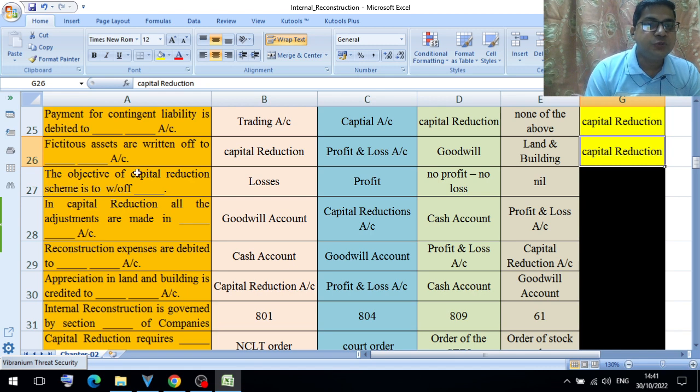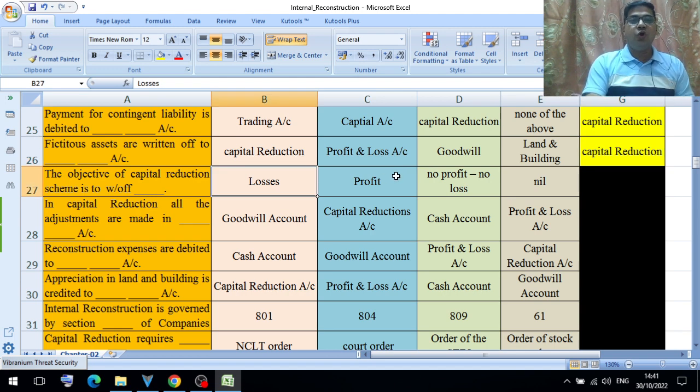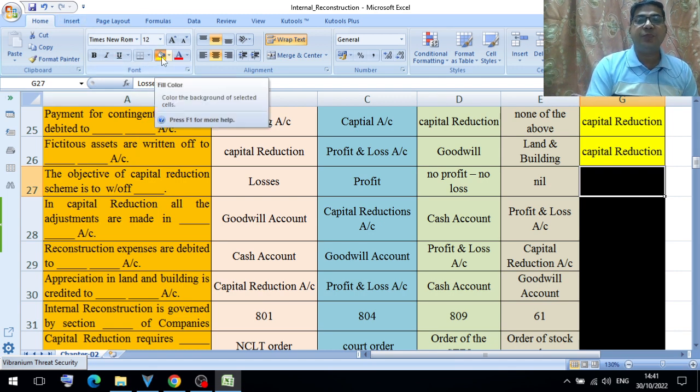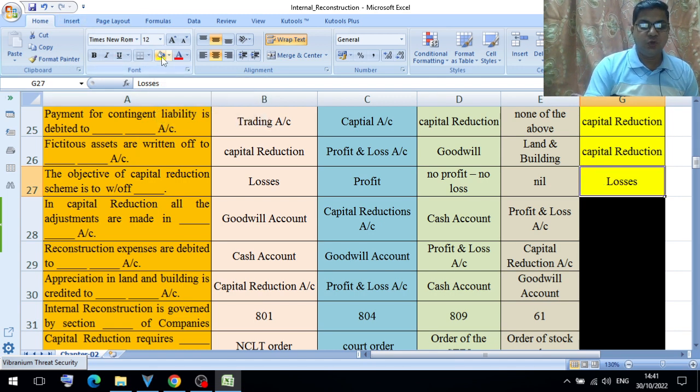The objective of the capital reduction scheme is to write off dash. Option A, losses. Option B, profit. Option C, no profit, no loss. Option D, nil. So here losses is the appropriate answer. The objective of the capital reduction scheme is to write off, meaning remove, all losses of the company.